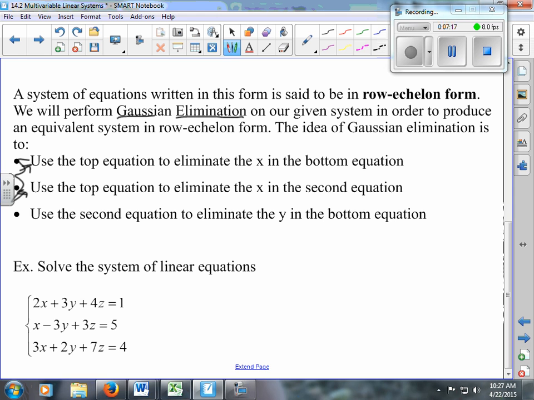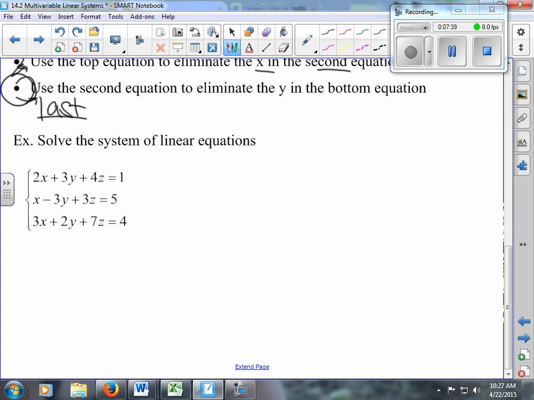So once you get that done, the x has to be eliminated in the second equation in order for this to work. Now you're going to use the second equation and eliminate y in the bottom equation. This definitely has to be done last, or else you'll undo some of the nice things you've done before. So let's solve this system of equations. We're going to do Gaussian elimination to get it into row echelon form, and then after that we're going to back substitute to solve.